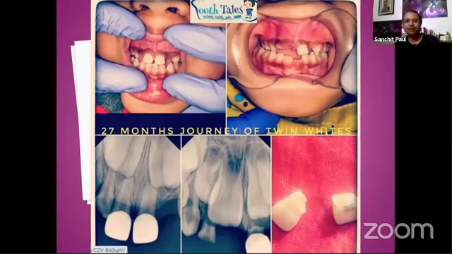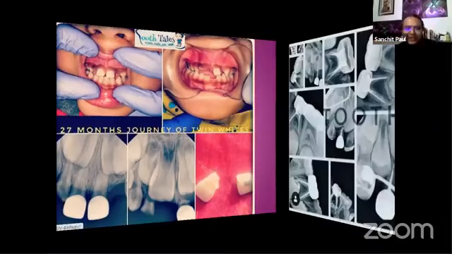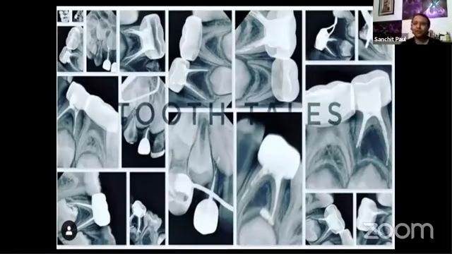If you can see, this is my own case of my nephew, where you can see this whole crown lasted for 27 months, and eventually the crown stayed. Only the tooth got resolved over there. So it's important to provide good quality care. It's important to provide good quality aesthetics.